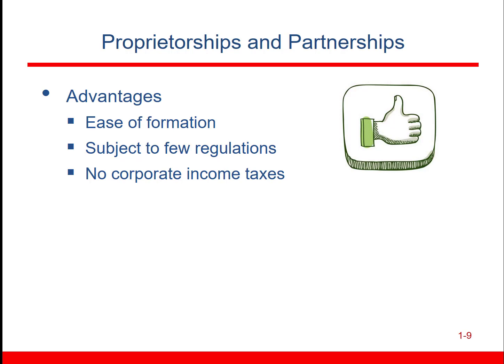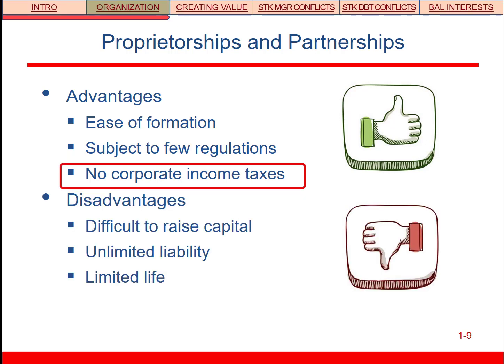So let's talk about advantages and disadvantages of the first two organizations. The first one is proprietorship once again. Second one is partnership. The advantages: it's very easy to form this kind of organization. It's very inexpensive. They are subject to very few government regulations, and they are subject to lower income tax than corporations, which are the third form I will mention in a moment.